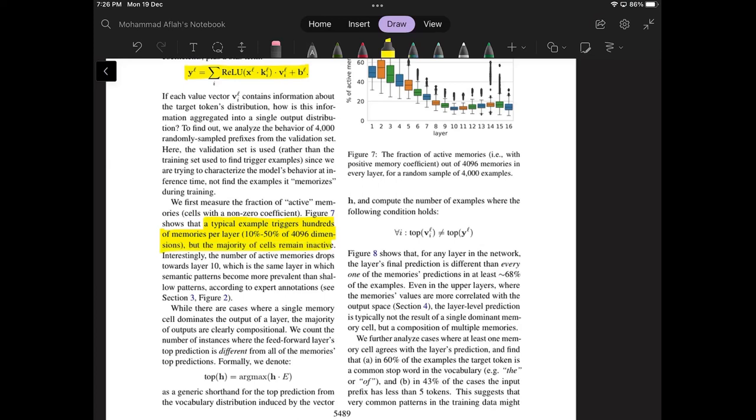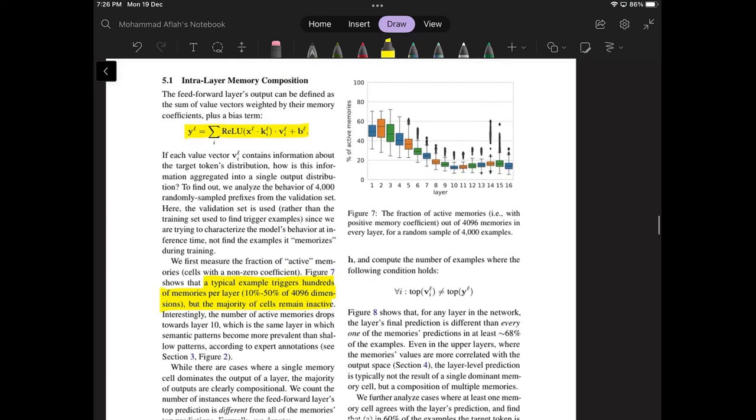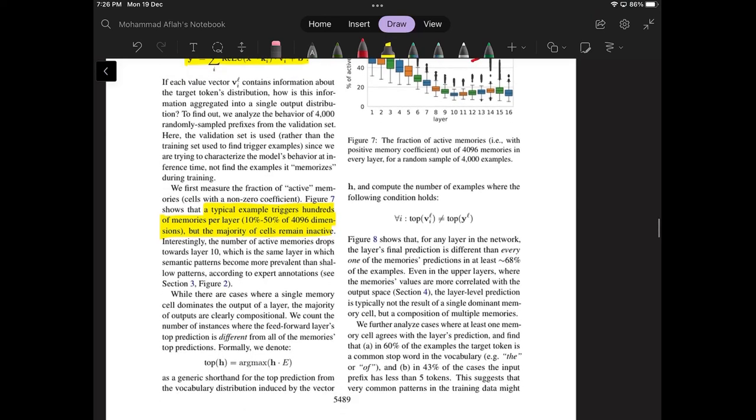Interestingly, the number of active memories drops towards layer 10, which is the layer in which semantic patterns become more prevalent. So, since you have so many hidden vectors, they might be capturing some n-gram features, but towards the later layers you are looking at more dips because now the semantic features are more specific. While there are cases where a single memory cell dominates the output of a layer, the majority of outputs are clearly compositional.